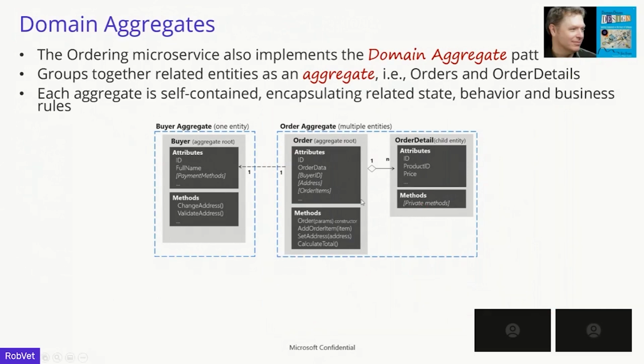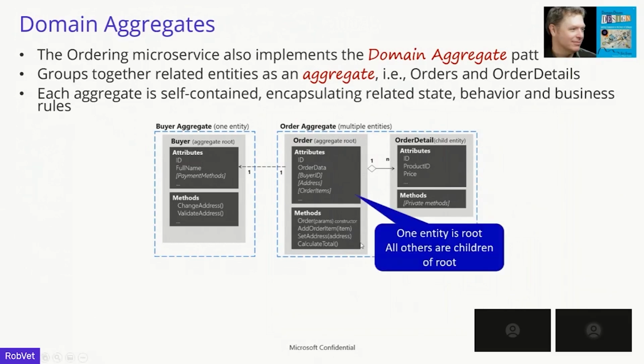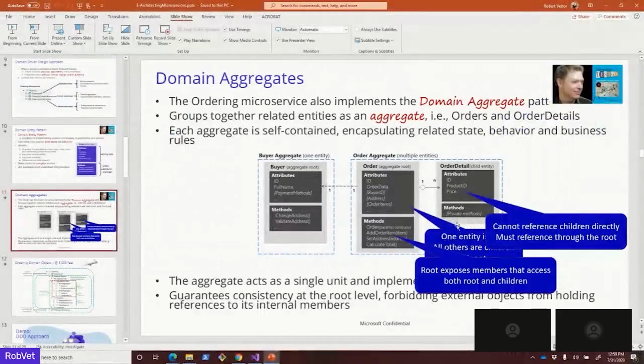And then what we do is we say, you know what, within this aggregate, one and only one of those entity classes becomes the root. You'll see here the aggregate root. And all of the other classes, the order detail, the order category, all of those other classes, those become the children of the root. Oops, sorry, went too far on that.